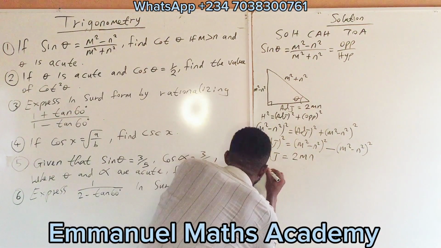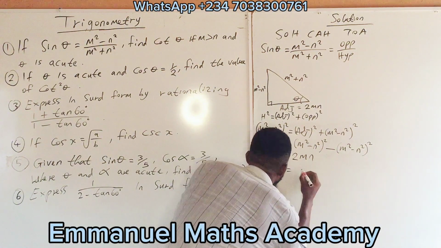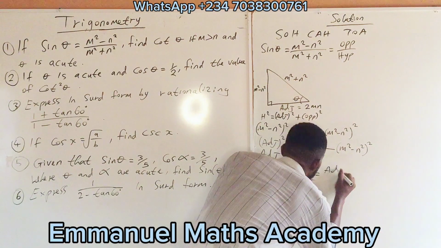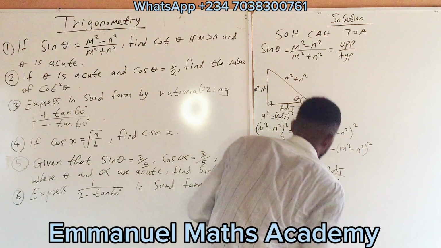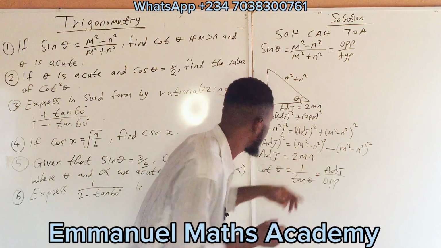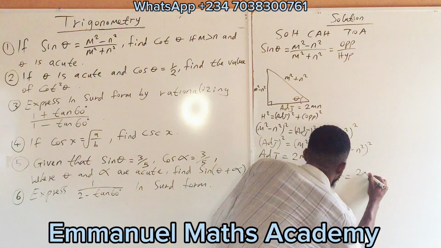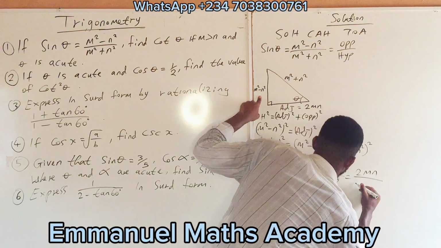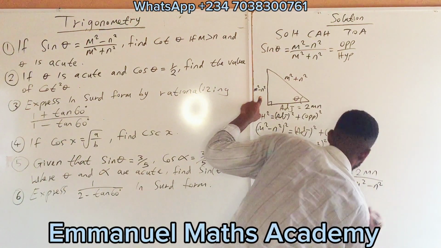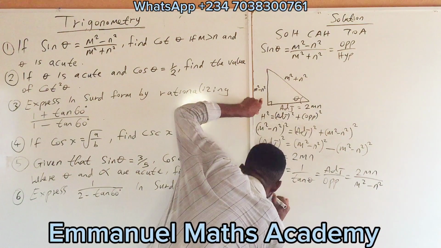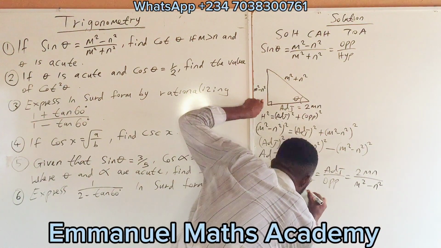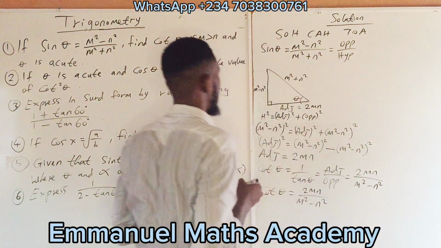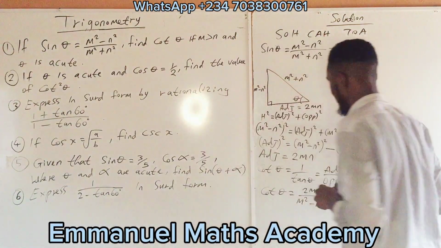Now, from what we were asked, you are asked to find cos theta. What's our cos theta? Cos theta is equal to 1 over tan theta, which is equal to adjacent over opposite. Now, what's our adjacent? Our adjacent is 2mn over, what's our opposite? Our opposite is m square minus n square. Hence, cos theta is equal to 2mn over m square minus n square. As simple as that. Now let's look at the second question.